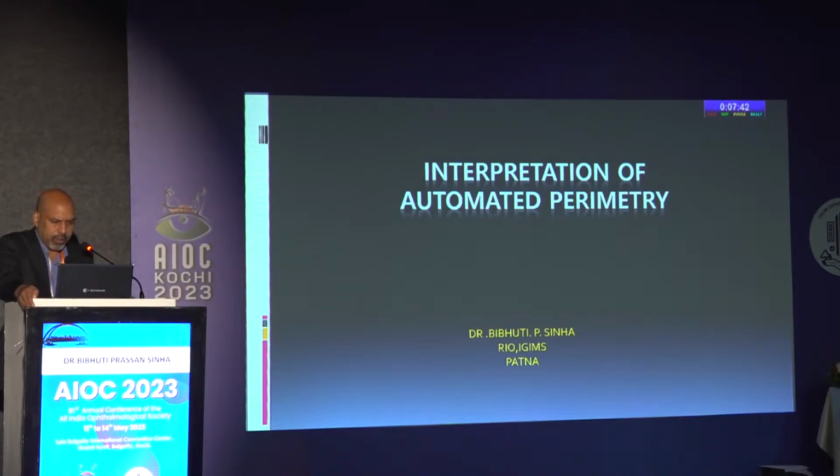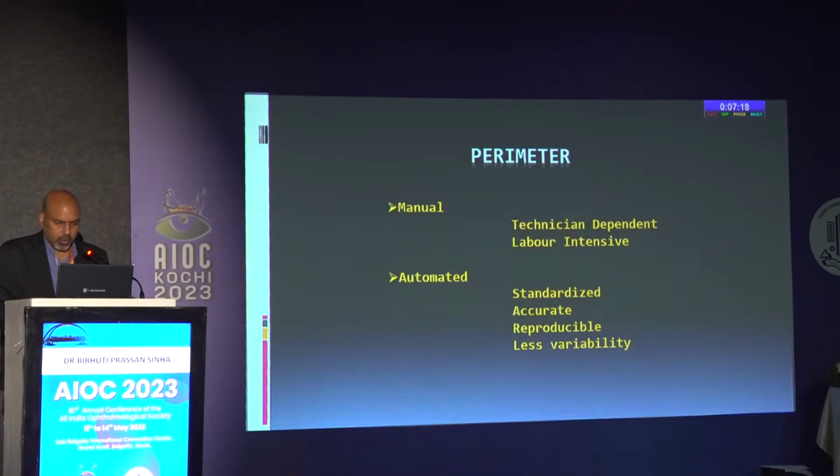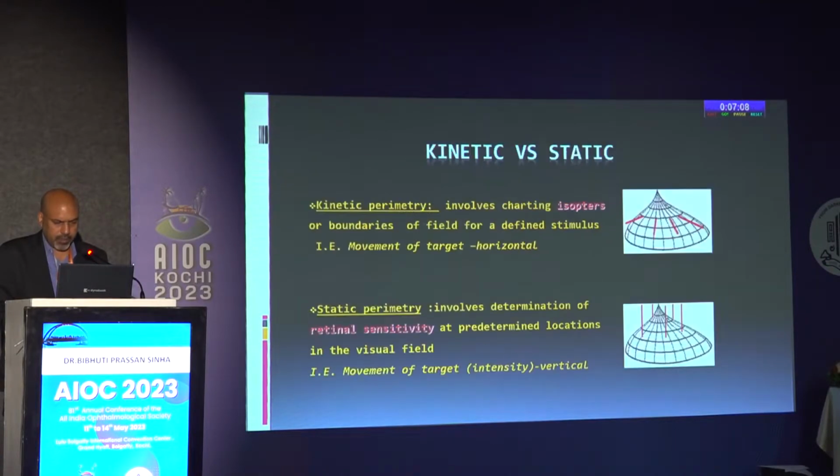So I'll be talking on interpretation of automated perimetry. Because of paucity of time, I'll be skipping a few slides. So these are the utilities: glaucoma, neurological disorders, retinal disease, visual disability. Out of these four, glaucoma, neurological disorders, and visual disability are the main armamentarium for perimetry. Automated perimetry is what is used nowadays because of a standardized way, accurate and reproducible results, and less variability.